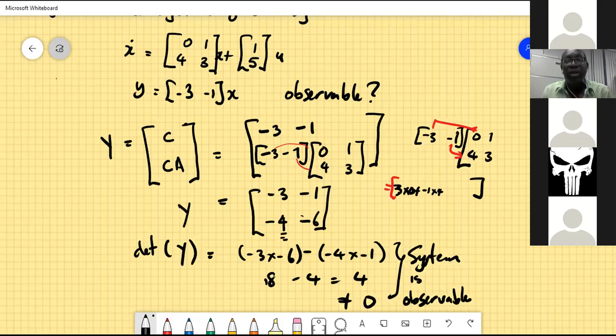And then the next one is 3 times 1, -1 times 3. So the next row is 3 times 1 plus -1 times 3. So the first one in red gives me the -4, and the one in blue gives me the -6.